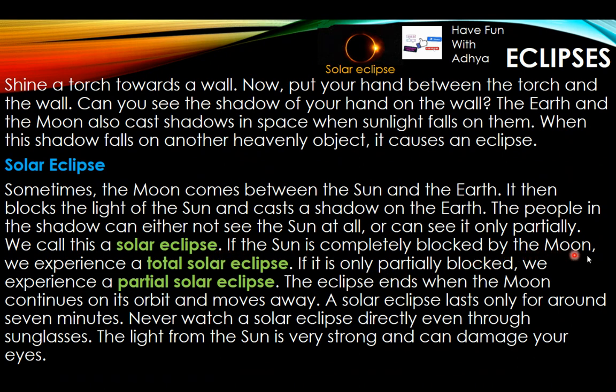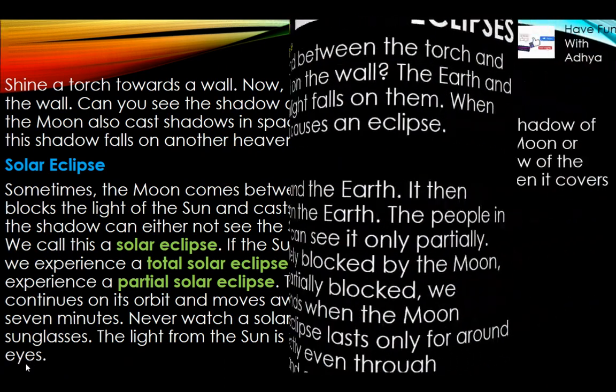If the sun is completely blocked by the moon, we experience a total solar eclipse. If it is only partially blocked, we experience a partial solar eclipse. The eclipse ends when the moon continues on its orbit and moves away. A solar eclipse lasts only for around 7 minutes. Never watch a solar eclipse directly, even through sunglasses. The light from the sun is very strong and can damage your eyes.